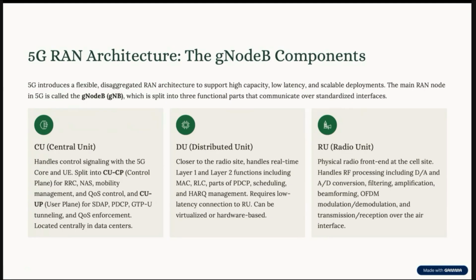This GTPU, we call it GPRS tunneling protocol for the user plane. This GPRS tunneling protocol is used to transfer the user data. Basically, we can say internet traffic between your core network elements and the base station. That is the function of the GTPU.